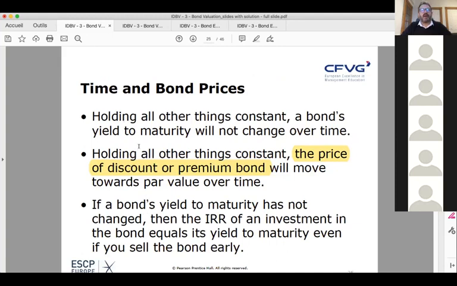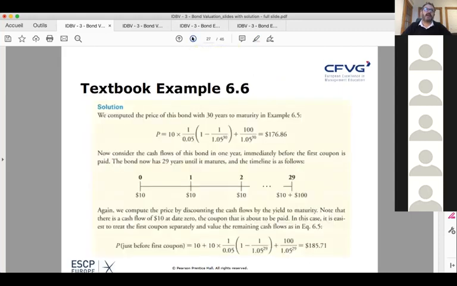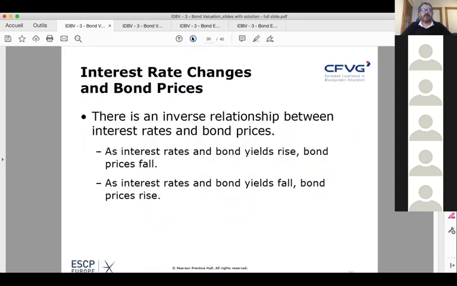Holding other things constant, the price of a discount or premium bond will move towards par value over time. So that's important. So that's it for this example.